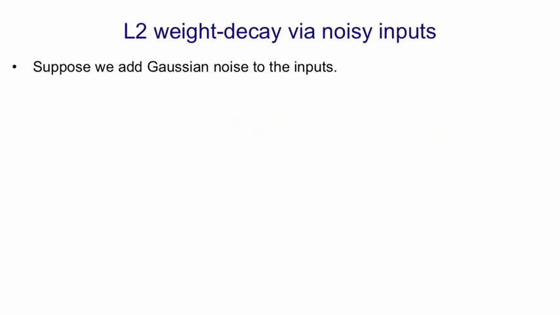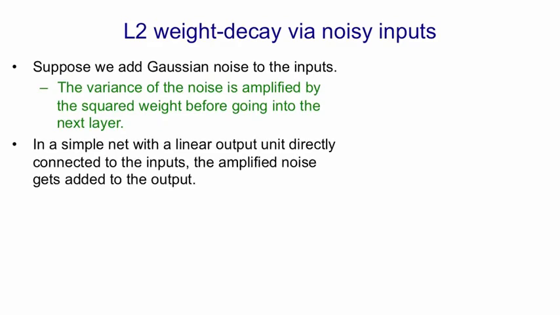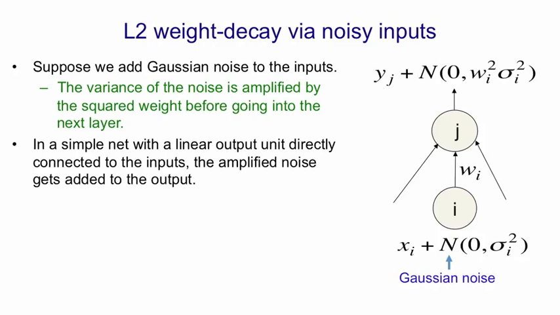So let's look at what happens if we add Gaussian noise to the inputs to a simple neural network. The variance of the noise gets amplified by the squared weights on the connections going into the next hidden layer. If we have a very simple net with just a linear output unit that's directly connected to the inputs, the amplified noise then gets added to the output. So if you look at the diagram, we put in an input xi with additional Gaussian noise that's sampled from a Gaussian with zero mean and variance sigma i squared. That additional noise has its variance multiplied by the squared weight. It then goes through the linear output unit j, and so what comes out of j is the yj that would have come out before, plus Gaussian noise that has zero mean and variance wi squared sigma i squared.